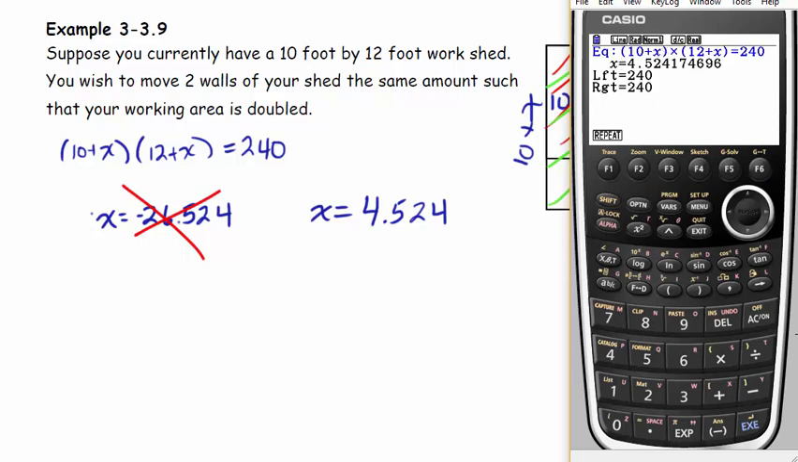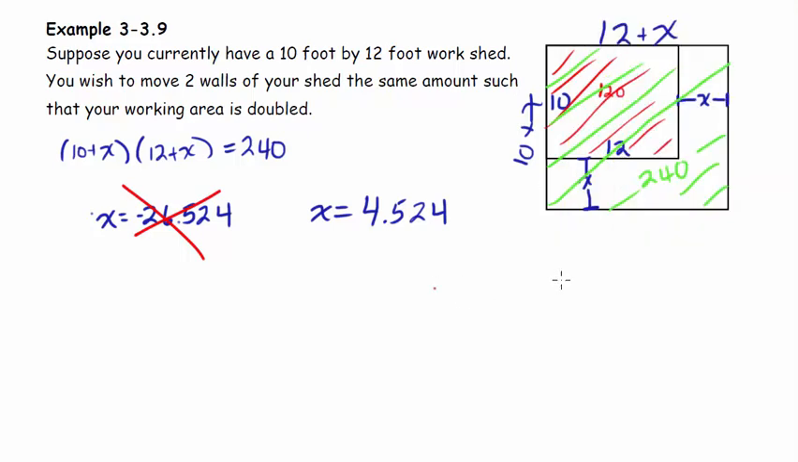Okay, you could continue, you'd probably have to give it a very negative guess, like negative 50, to get the one that we're going to throw away, or just stop at the one that makes sense. We get negative 26.524. Alright, so we're going to move this back by 4.524, and my units here are feet.